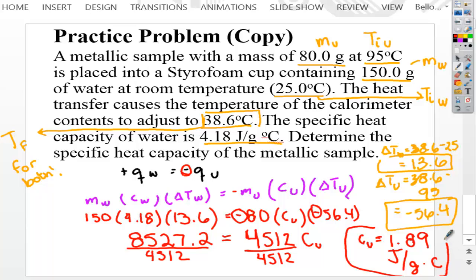Any questions on this? How come the one with the 150 didn't have parentheses? You could put parentheses. It doesn't matter. That just means that it's multiplied.